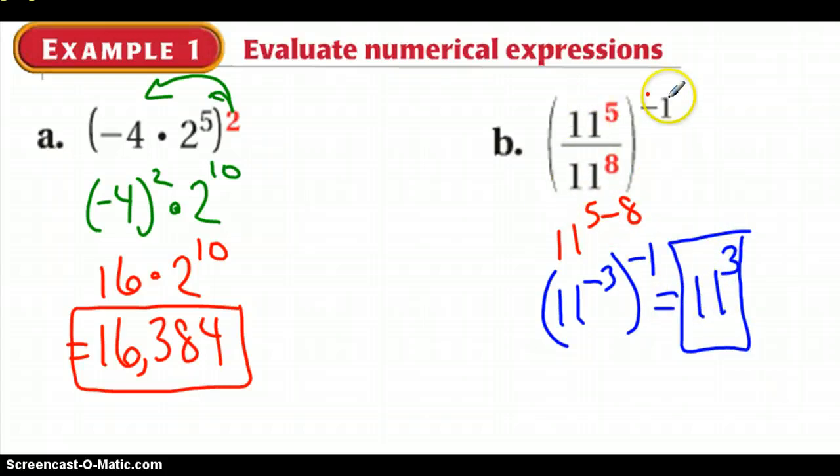The other way you could have done this is you could have distributed that negative 1, then you would subtract. And the other way you could have done this is, notice that it's a negative exponent, so you would have to flip. The 11 to the 5th would go to the bottom, and 11 to the 8th would go to the top. Then you would subtract, and you would still get 11 to the 3rd power.